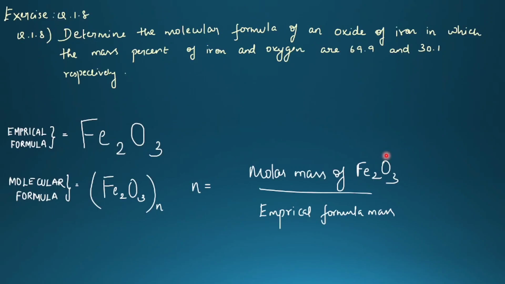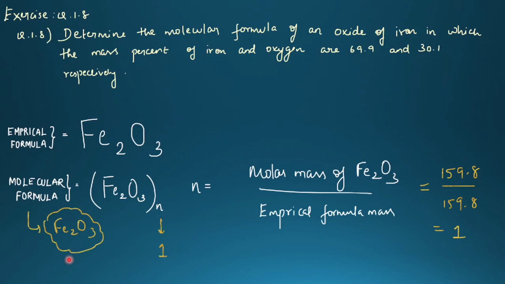So now let's substitute this in the n. So it will be 159.8 by 159.8, which turns out to be 1. So n value is 1. So let's substitute the value of 1 there. So we'll get the molecular formula as Fe2O3.